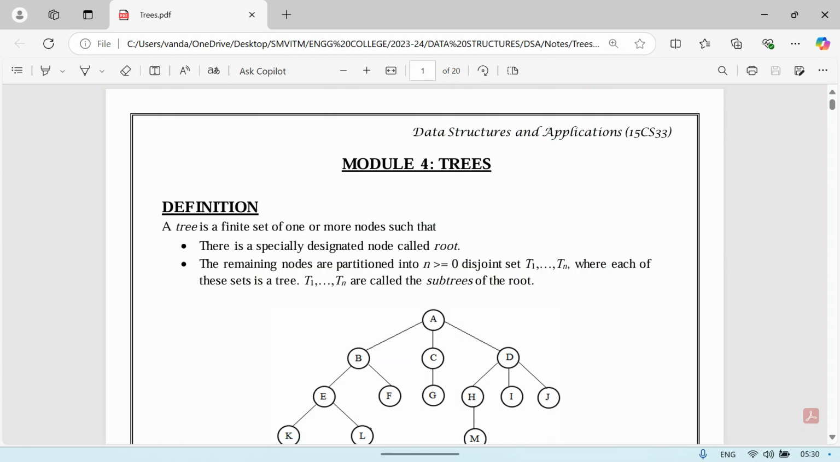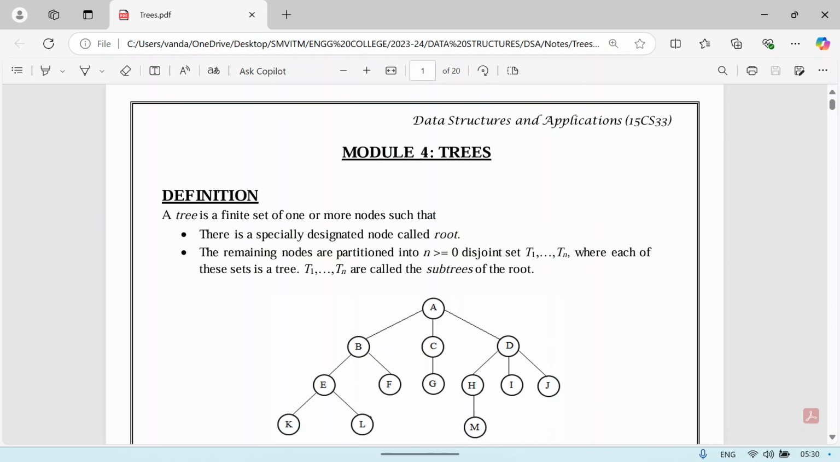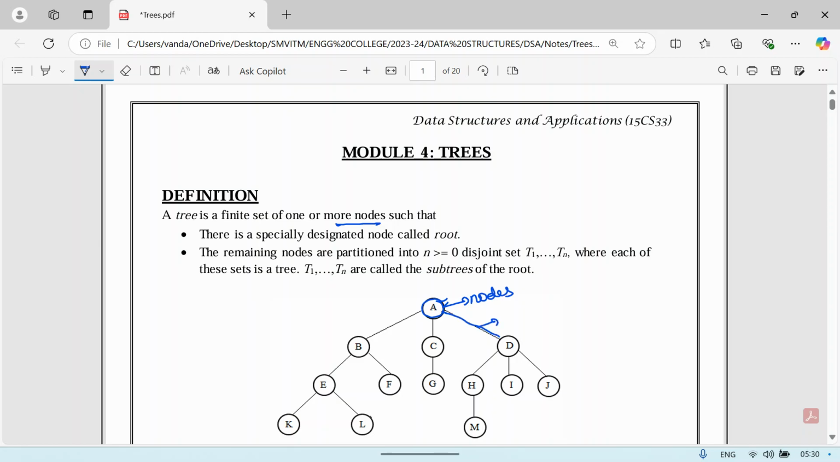So tree is one such data structure. Here, the contents are not placed one after the other. It is placed randomly, as you can see here. Okay. Now, let us come to the definition of tree. A tree is a finite set of one or more nodes. See here, these elements are called nodes. And these lines that are connecting the nodes are called edges. Okay. So the circles are called nodes and the lines are called edges.